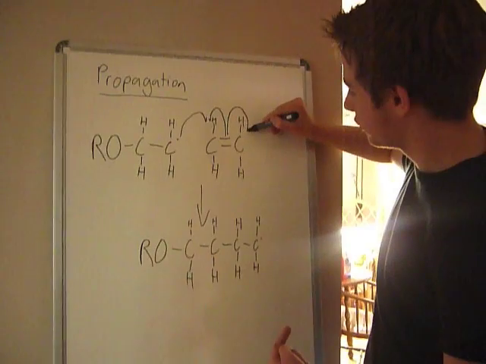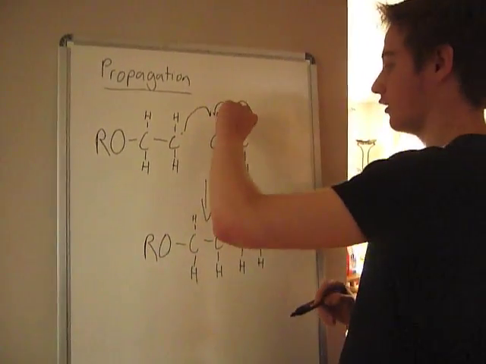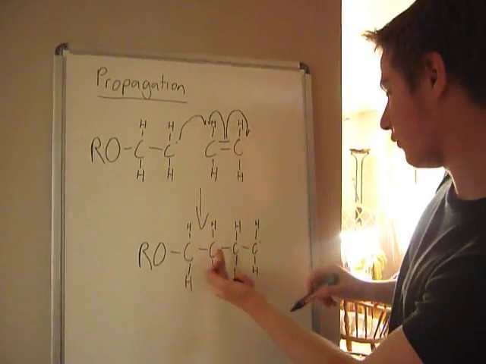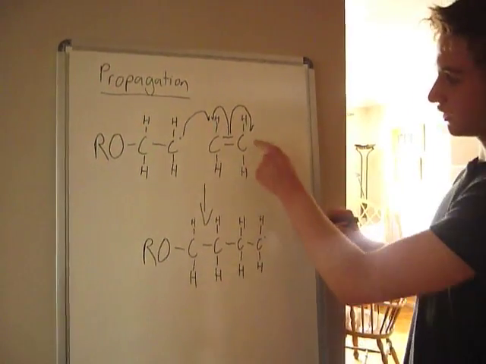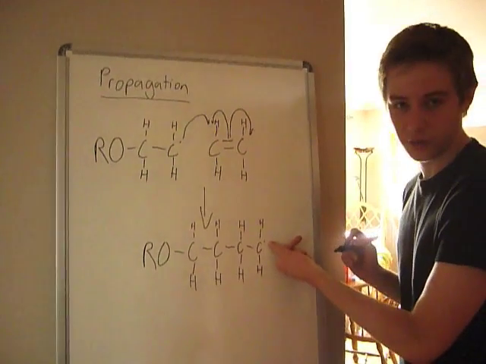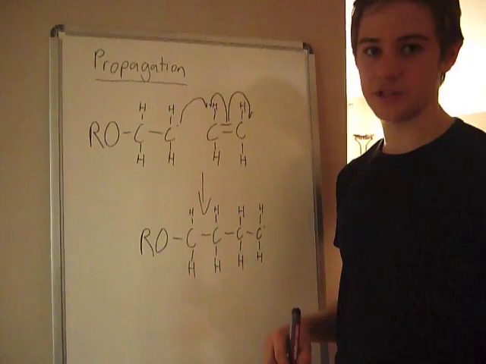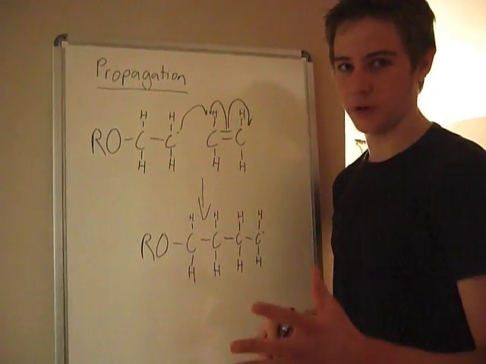So the double bond will split into two. One of the electrons in the bond will go and make a bond with the carbon radical, which will form this bond here, and the other electron will move to this carbon and form a radical molecule here. Now this step will happen over and over again each time it encounters a new ethene monomer, until you've got a very long chain polymer.